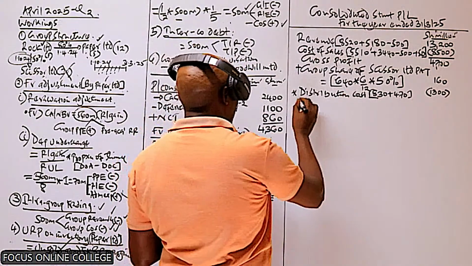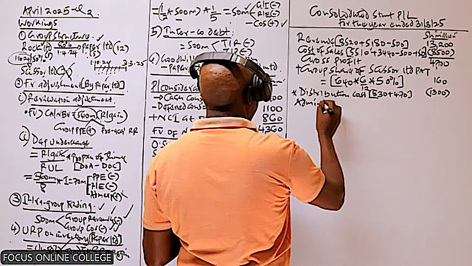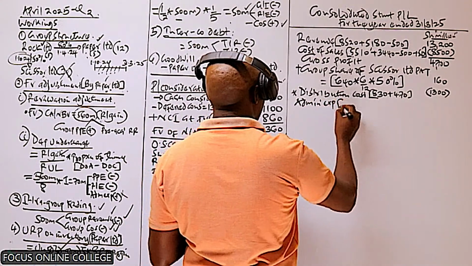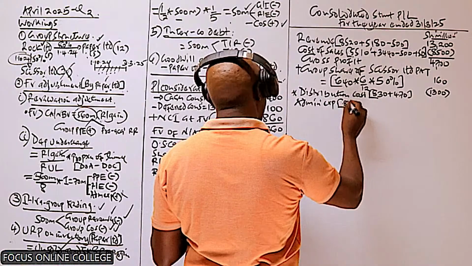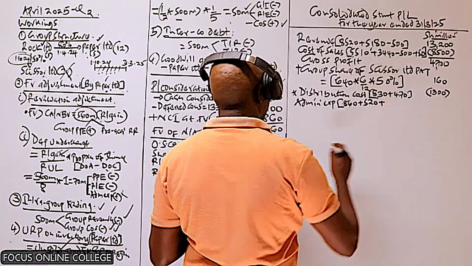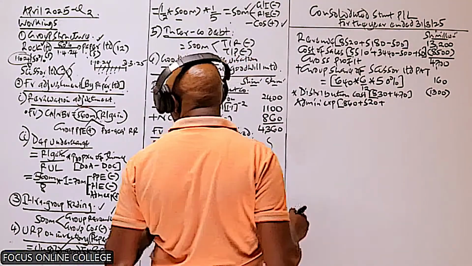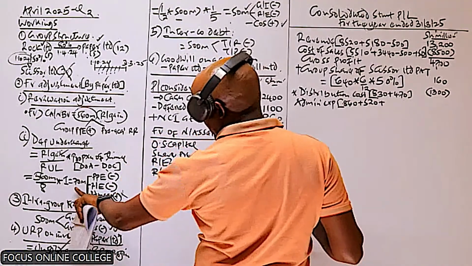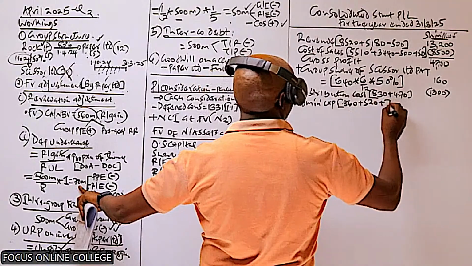Yes. So then below that, we have the administrative expenses. We take that of the parent, 860, plus that of the subsidiary, 520. And then to this one, we have to add this depreciation charge of 70.